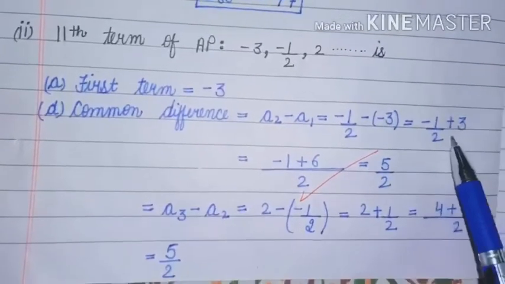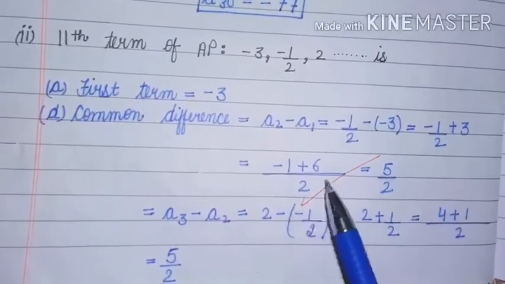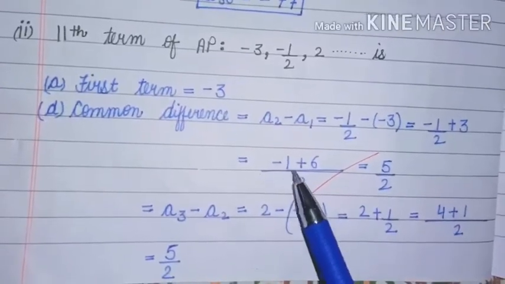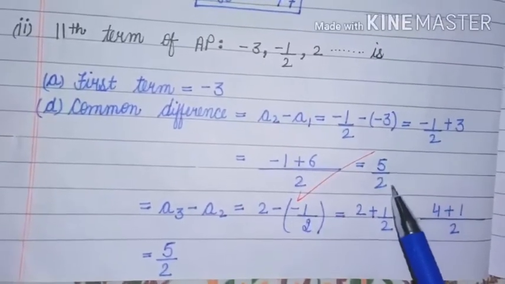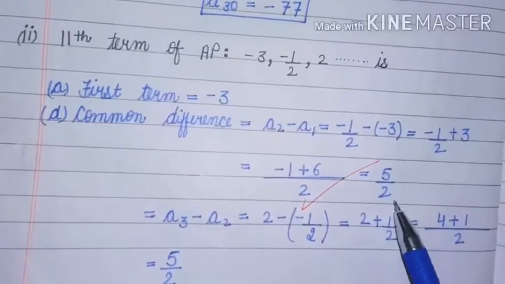You know how to solve this. So you will take the LCM, that is minus 1 plus 6 over 2, which is equal to 5 by 2. So here D is 5 by 2.